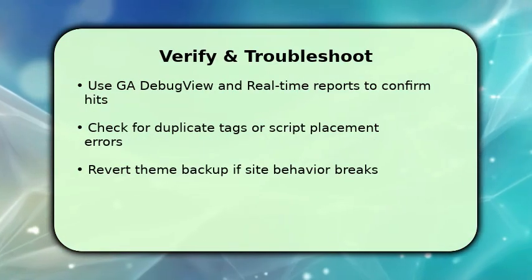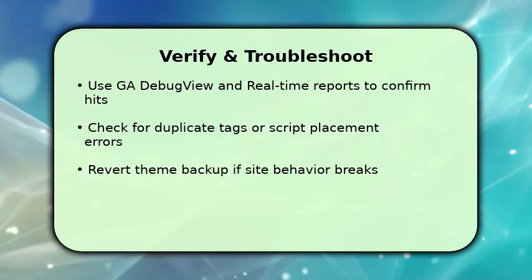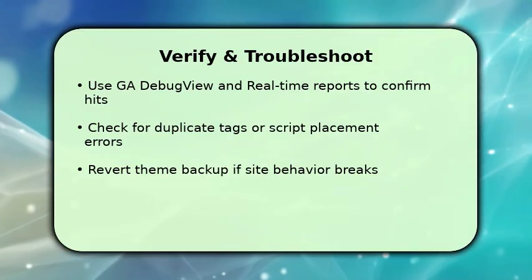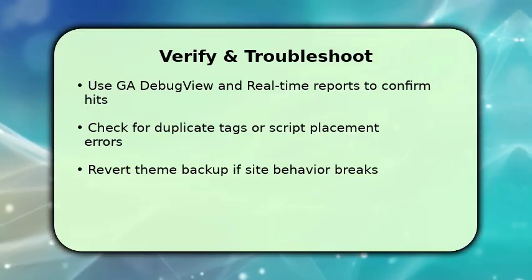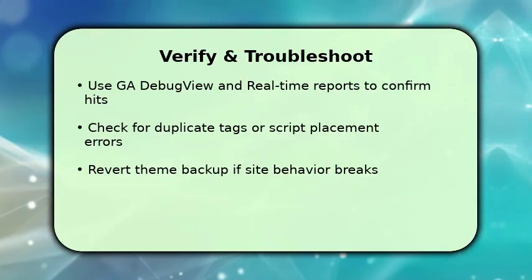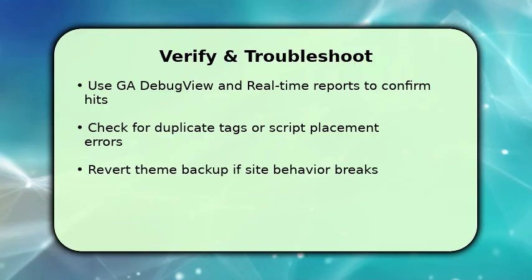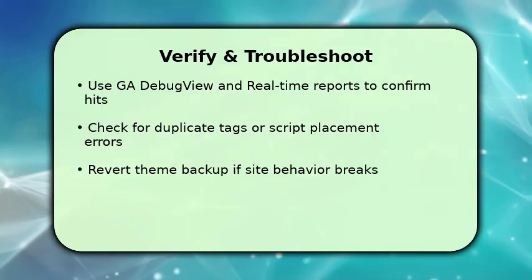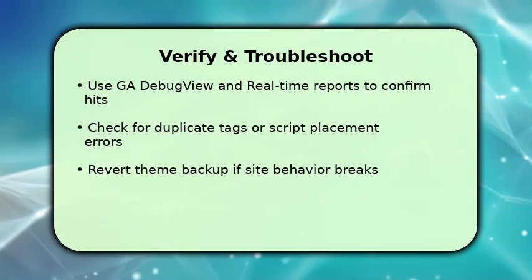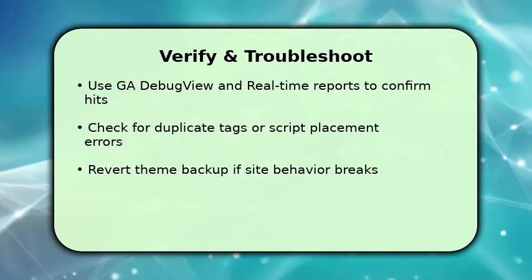Finish by validating data flow. Open Google Analytics DebugView and the Shopify storefront in an incognito window to trigger events. You should see page view events quickly. If nothing appears, make sure you didn't accidentally add multiple GA scripts or paste outside the head. Once done, monitor real-time reports for a few hours.